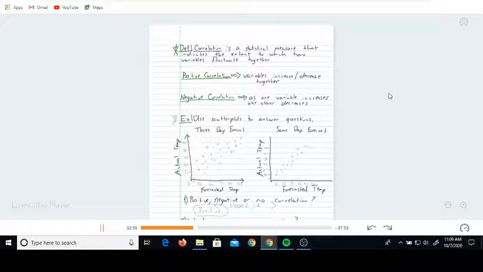A positive correlation describes a pattern in which the variables increase or decrease together. So as one variable increases, so does the other. As one variable decreases, so does the other. So they kind of move together. A negative correlation means as one variable increases, the other is decreasing. So they're kind of doing the opposite directions. So let's go ahead and look at this example.